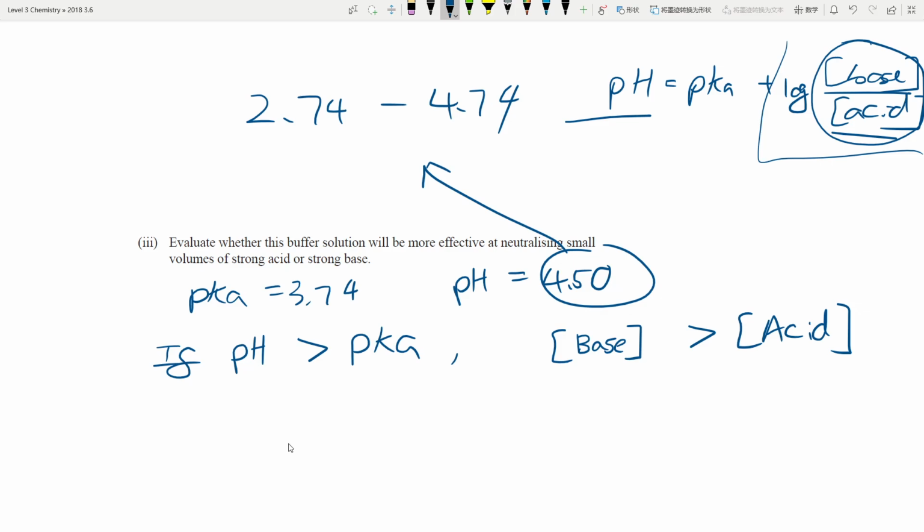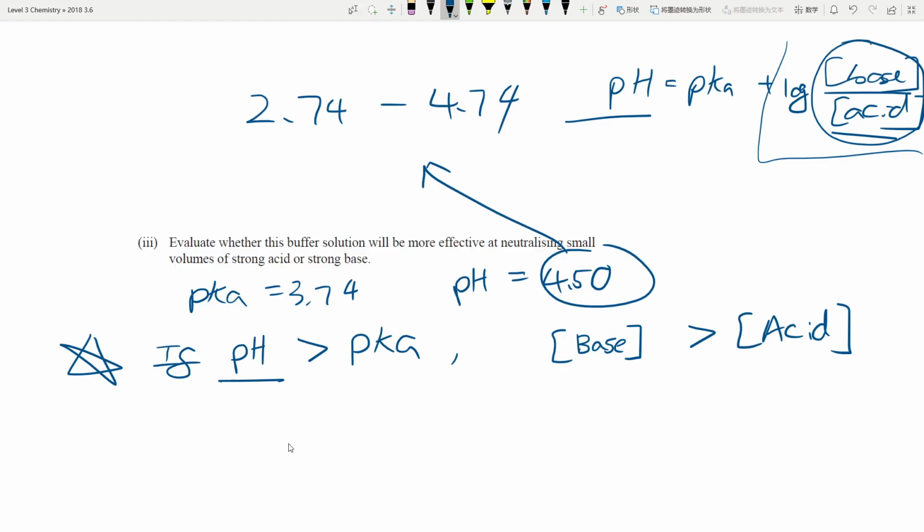If you're not a strong mathematical person, which is again probably why you're here, because this whole topic is 95% math, involving mathematical calculation, just remember, if the pH of the buffer is bigger than the pKa of the buffer, then the base concentration is stronger than the acid, and vice versa.